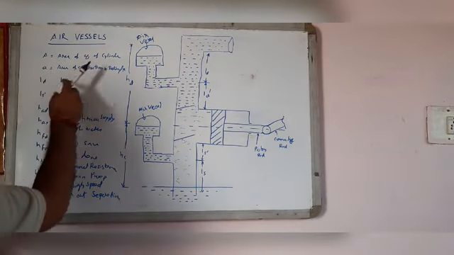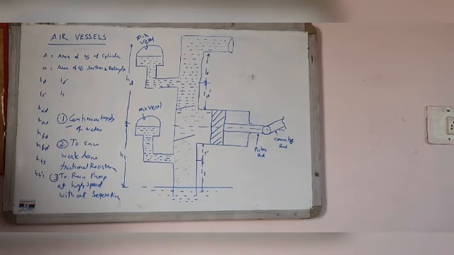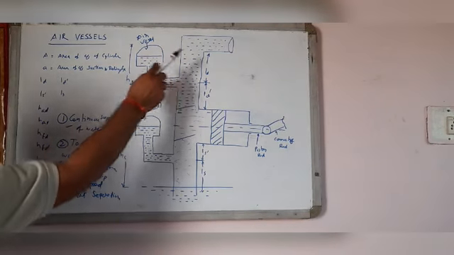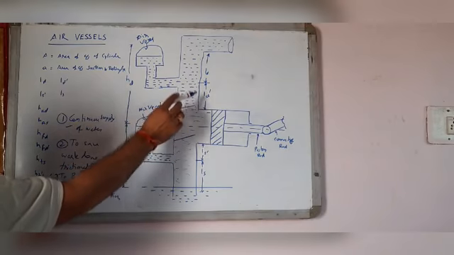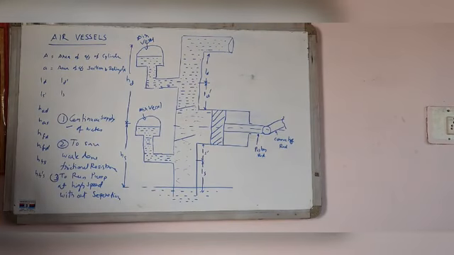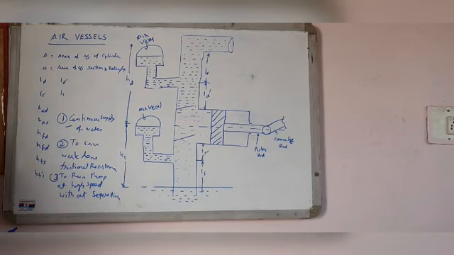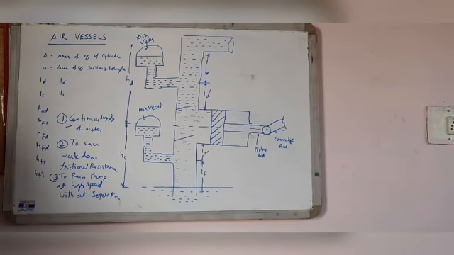Here A is the area of cross section of the cylinder, small a is the area of cross section of the suction and delivery pipe, LD is the length of the delivery pipe beyond the air vessel, LD dash is the length of the delivery pipe between the cylinder and the air vessel, LS dash is the length of the suction pipe between the cylinder and the air vessel, and LS is the length of the suction pipe below the air vessel. HD is the pressure head due to acceleration in the delivery pipe, and HS is the pressure head due to acceleration in the suction pipe.